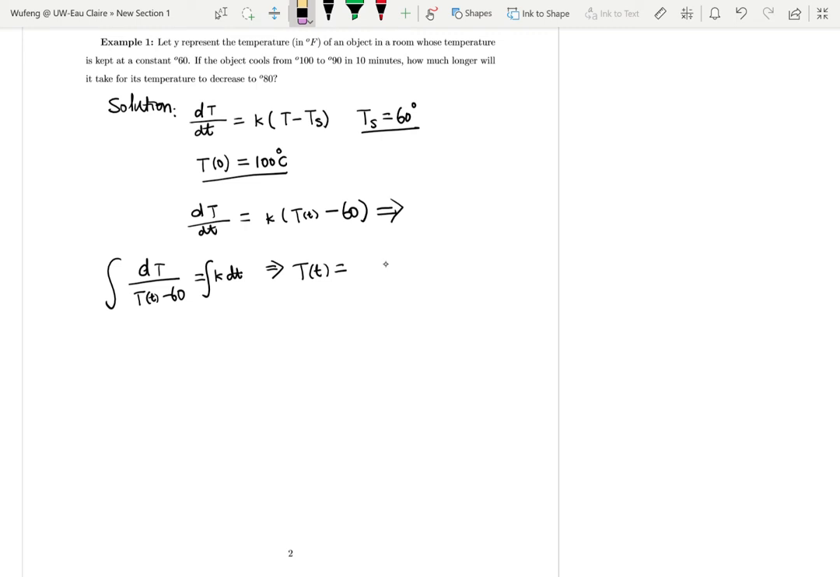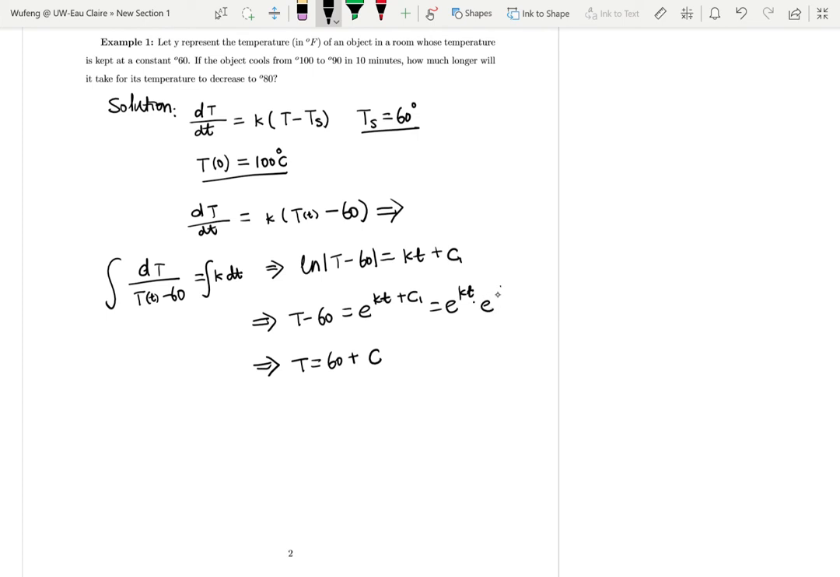Let's just do it real quick. ln|T minus 60| equals kt plus c1. So solve that: T minus 60 equals e to the kt plus c1, where c1 is just a constant. And solve that: T equals 60 plus e to the kt times e to the c1. So let c equal e to the c1. c1 is a constant, so both are constants, and c is also another constant. So c e to the kt.